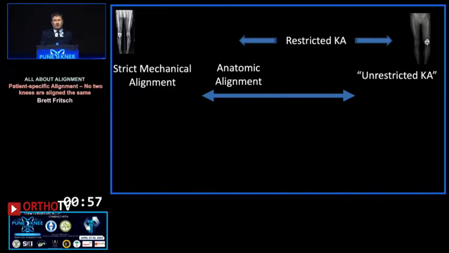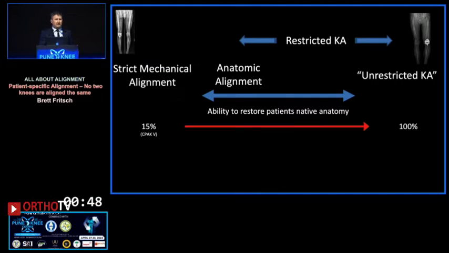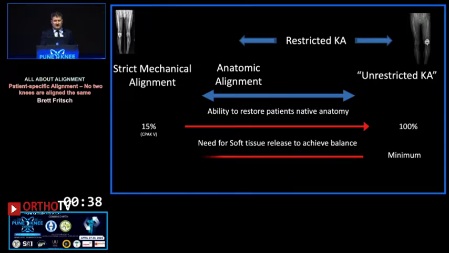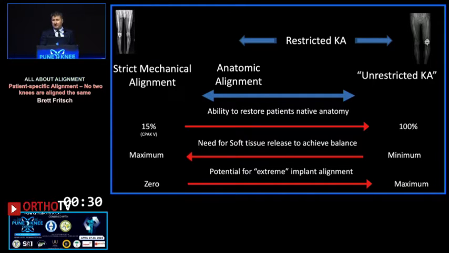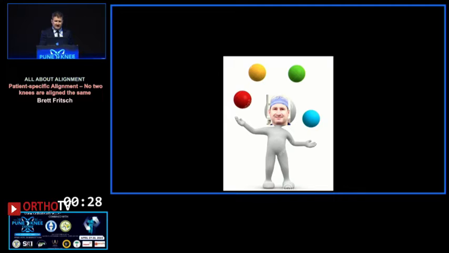If we think about this approach for a minute, if we think about the ability to restore patients' native anatomy, it's 100% if you're happy to go to any axis with unrestricted KA. It's 15%. 15% of patients are CPAC 5, that's a mechanically aligned knee. So 85%, you're changing their alignment. The need for soft tissue release should be a minimum unrestricted KA through to a maximum the further you're changing it. But the potential for extreme implant alignment, 0 if you're just always going 90-90, and it's a maximum if you're going to cover the joint surface in all 3 planes.